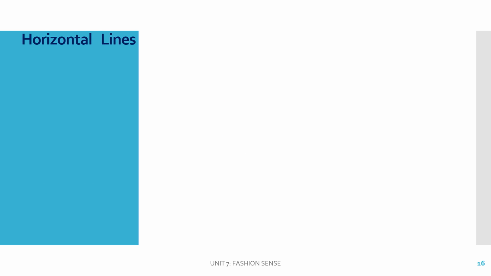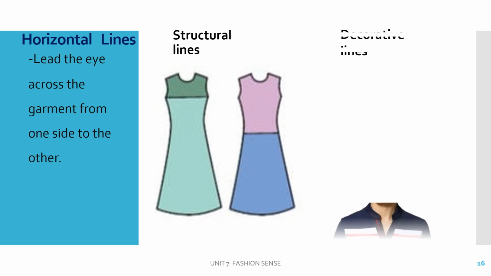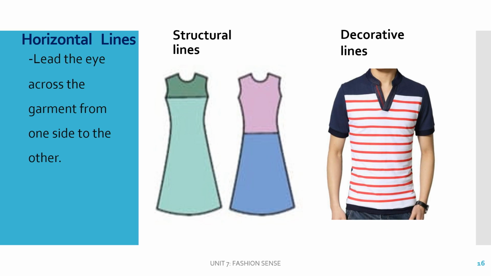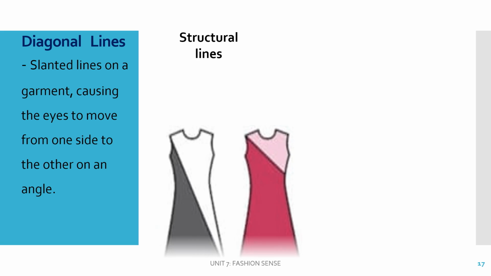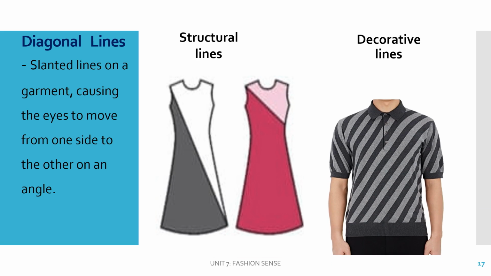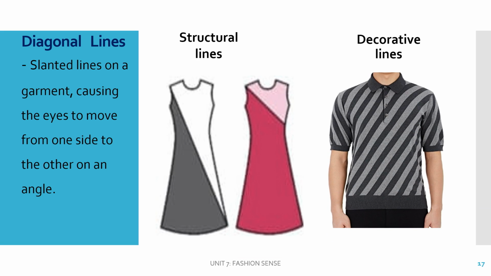Horizontal lines lead the eye across the garment from one side to the other. Horizontal lines give the impression of width and shortness. Diagonal lines are slanted lines on a garment, causing the eyes to move from one side to the other on an angle. They give an elegant impression.